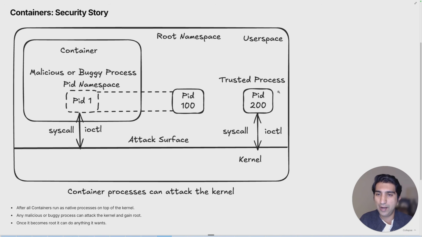There's a logical binding of resources, but in the end, these are just processes running on top of the kernel. So you can imagine that if you have a kernel vulnerability, any malicious or buggy process can attack the kernel and gain root. And then once it becomes root, it can do basically anything it wants. It can dump memory, it can read your data, it can pretend to be someone it's not. So all sorts of attack vectors are on the cards.